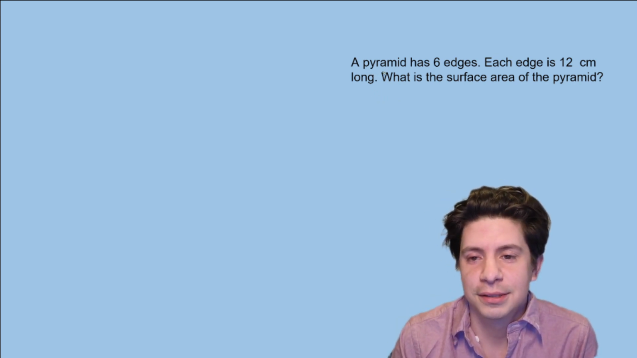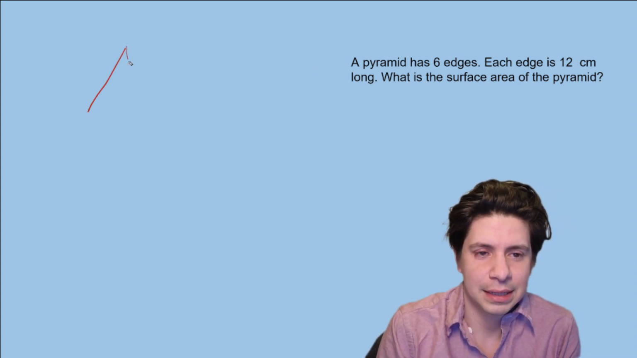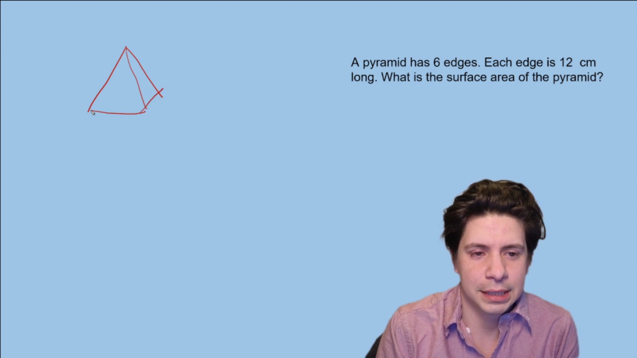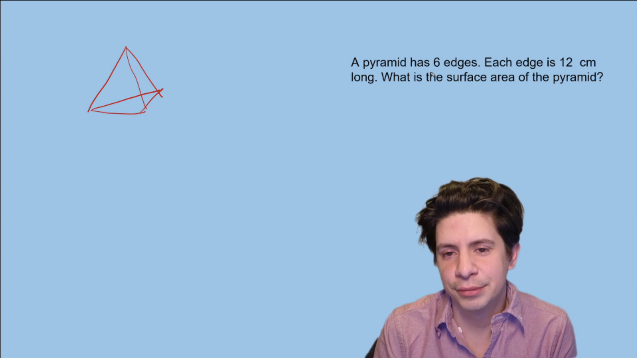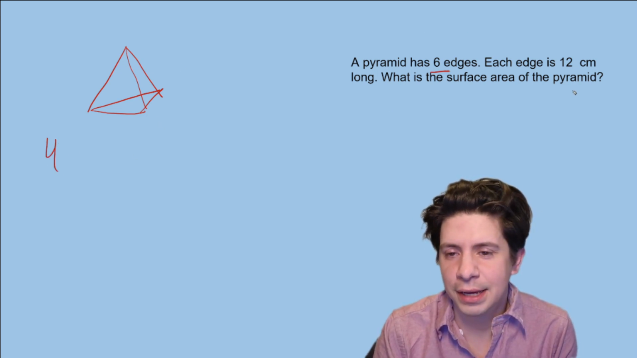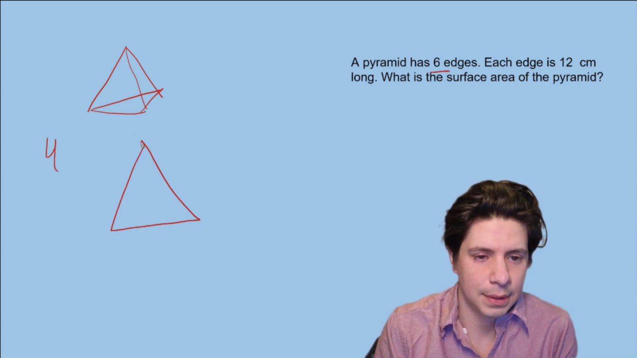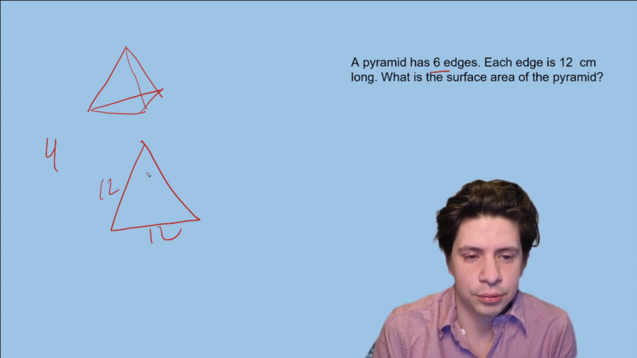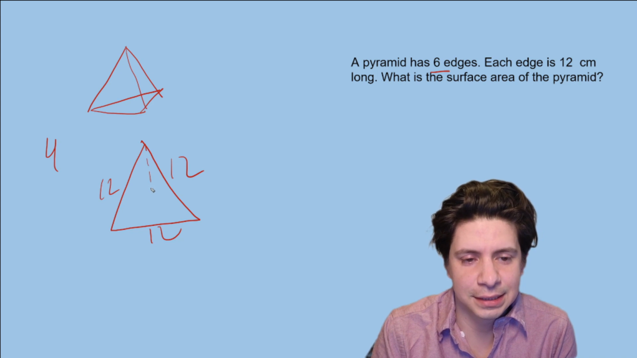So let's try this. If it has 6 edges, think about what a pyramid looks like. There's something building up, and then on the bottom, it's like this. So it's a pyramid with a triangular base. So a 6-edge pyramid has 4 triangles. And since all the edges are 12, they're all congruent triangles. So we just find one triangle, and it's 12, 12, 12. So it's a 60, 60, 60 triangle.